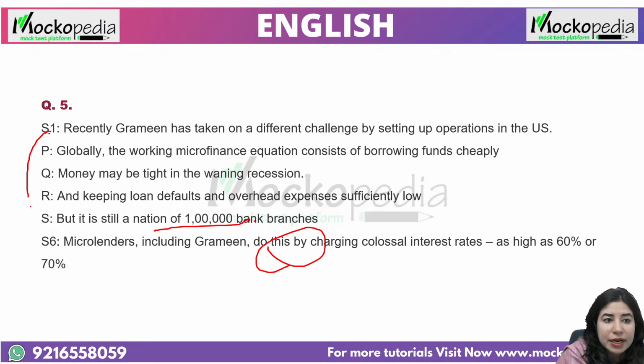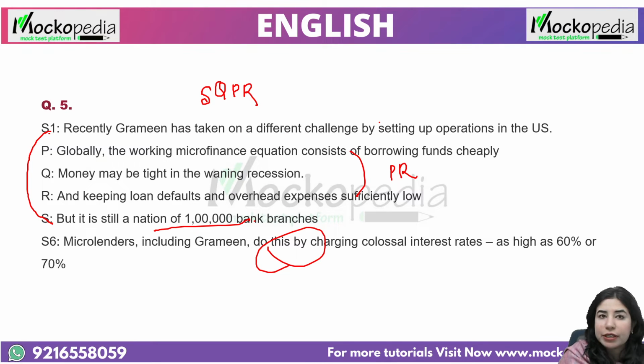So you can see S1 and S will show connection. Globally, the working microfinance equation consists of borrowing funds cheaply and keeping low defaults and overall expenses sufficiently low. So I'm sure you're able to see that P and R also form a mandatory pair. I hope this gives you the clarity. So after S, Q will come because money may be tight in the waning recession, and that's basically explained by PR. So the correct combination that you can go for is S, and then you place Q, and then you place PR.